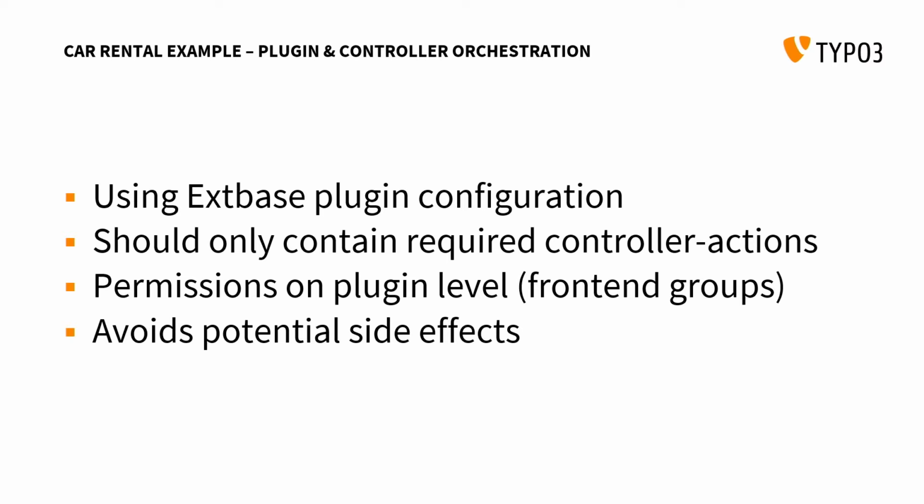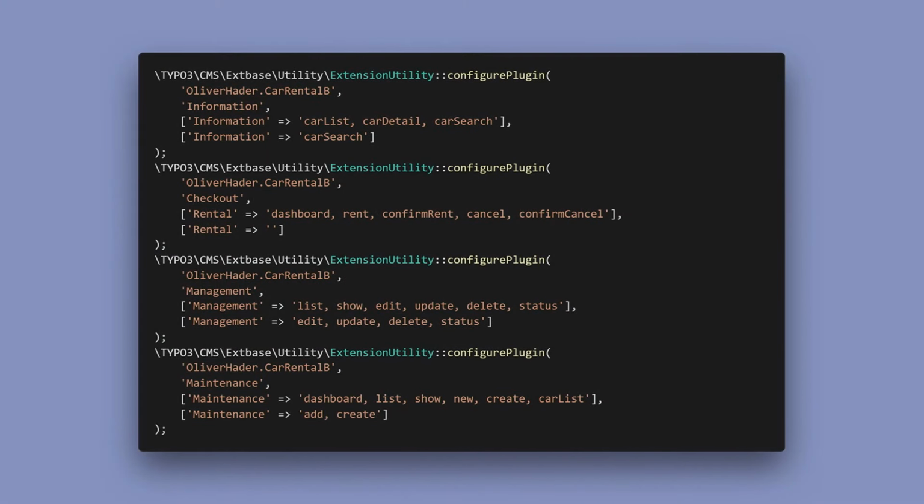And there's another part which is about using the Extbase plugin configuration, because a plugin should only contain the required controller action parts. And you can even use that for basic permission control. What we can see here are 4 plugin configurations. The first is the information plugin, which just shows the list of available cars. So that's basically a customer that has not logged in to the application.